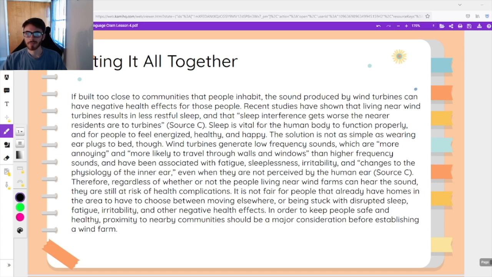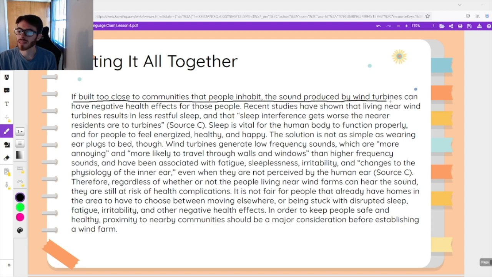I only wrote one of them because all body paragraphs should be similar in a lot of ways, right? They should contain the same components. So there's no real reason for me to write multiple examples because I'm going to be pointing out the same things. So this is the body paragraph I wrote. If built too close to communities that people inhabit, the sound produced by wind turbines can have negative health effects for those people. So that's my claim.